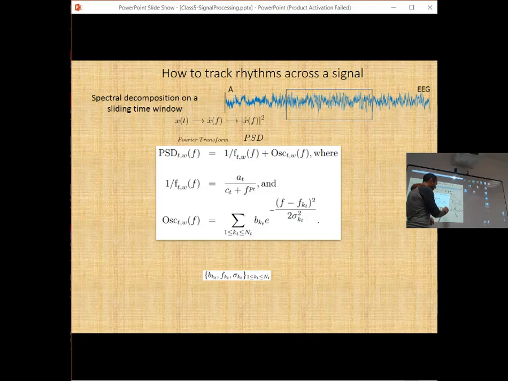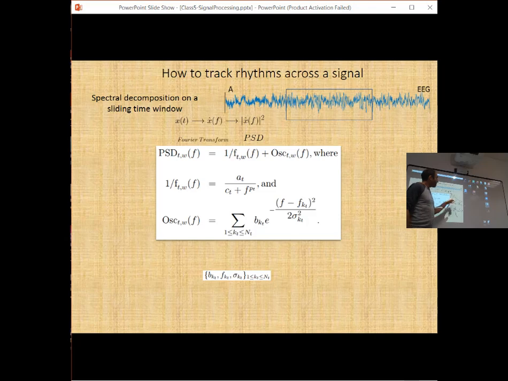The method is called the IRASA method. This is the method that has been developed to extract this 1 over f component. Usually they do it a bit differently. They subsample at different delta t, so that will get rid of this bump. And then they do basically the fitting.